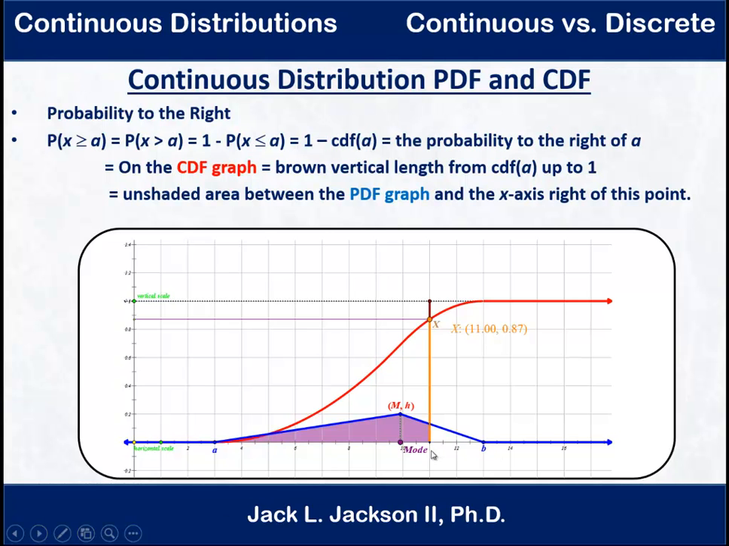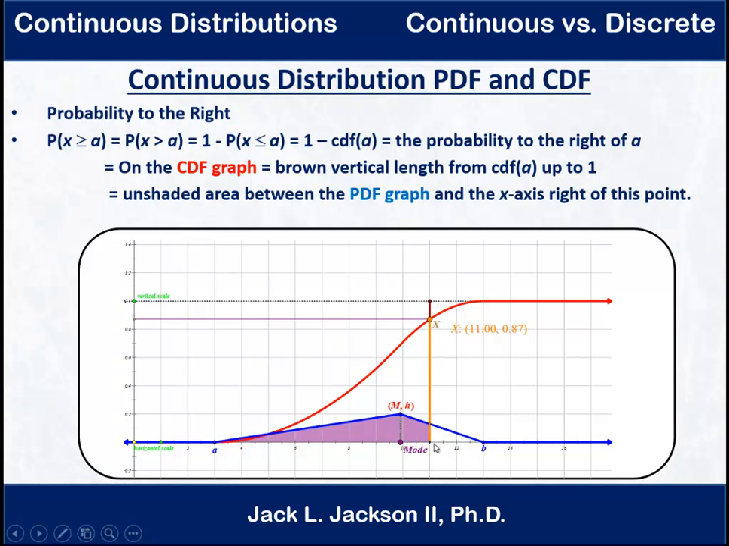Now, how do we see that visually? On the PDF graph down here in blue, it's the area to the right of the orange line. So it's this unshaded triangle area right here under the blue curve, which turns out to be about 0.13, 13%. That's the probability, and we can see it as an area under the PDF graph. For the CDF graph, we see it as a vertical distance, not exactly a y value, but a vertical distance. So the y value here is 0.87. That's the probability to the left, the same as the shaded region on the PDF.